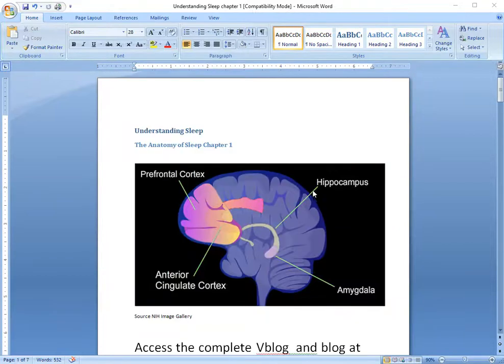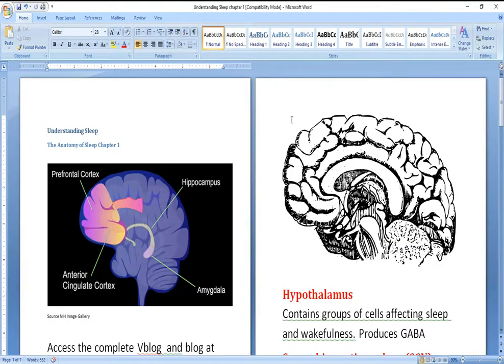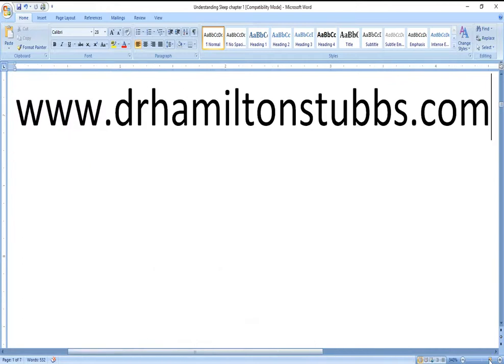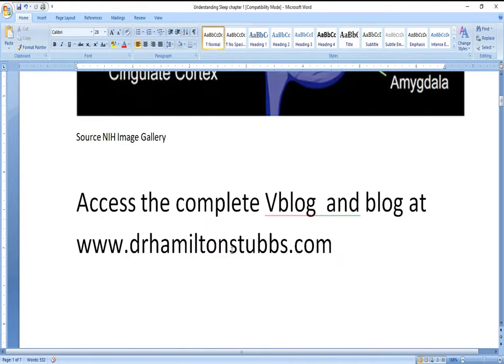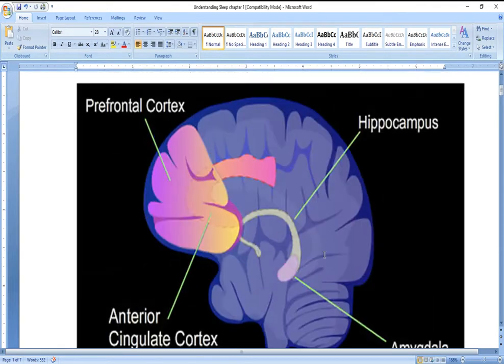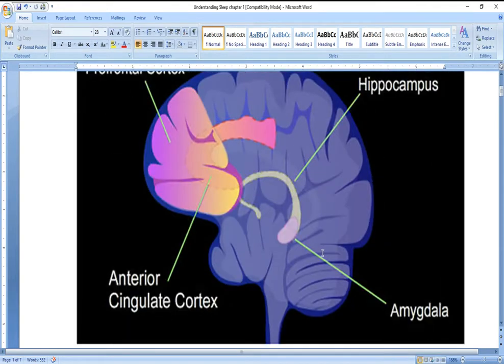Stages of sleep. I'm Dr. Hamilton Stubbs, and I want to talk to you today about understanding sleep. Sleep involves many parts of the brain, and I want to show you some of this. This talk is going to be available on a V-blog and also my regular blog that you can find at drhamiltonstubbs.com. So here's a picture of the brain.